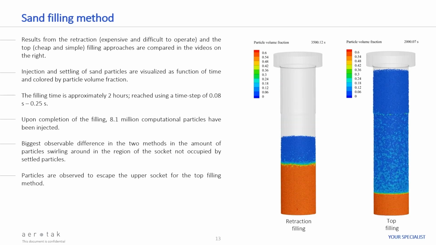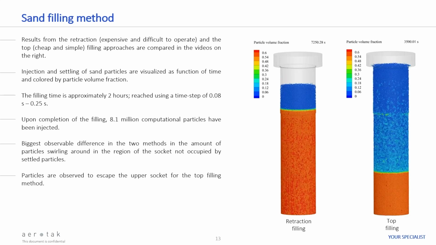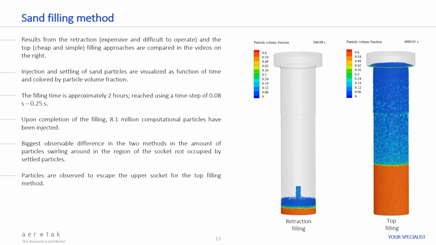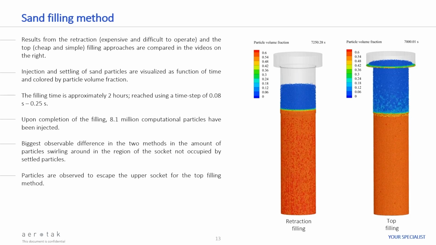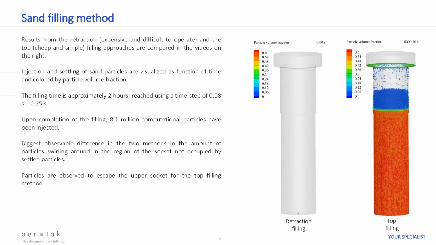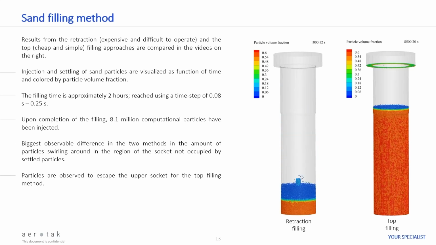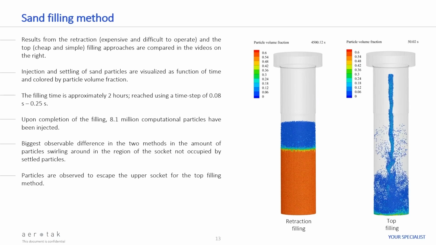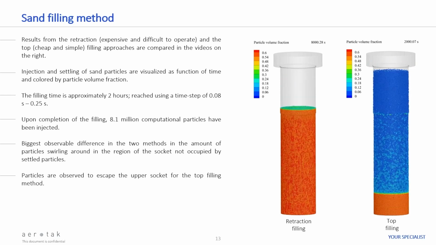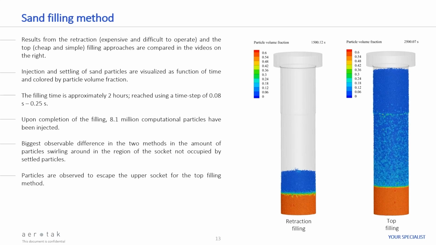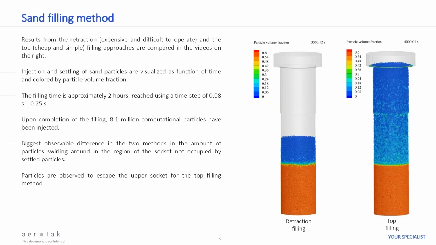Okay, so here are two simulations. This is a bit tricky because they are not in sync. Sorry about that. But basically they compare, on the left-hand side, the retraction filling to the top filling. These are particles colored by the particle volume fraction. Basically what you can see is that you're filling up the hole with the particles. We're using about 8 million particles and, I think, about 300,000 cells, something like that. So it's not that heavy, but we wanted to run a lot of these simulations.